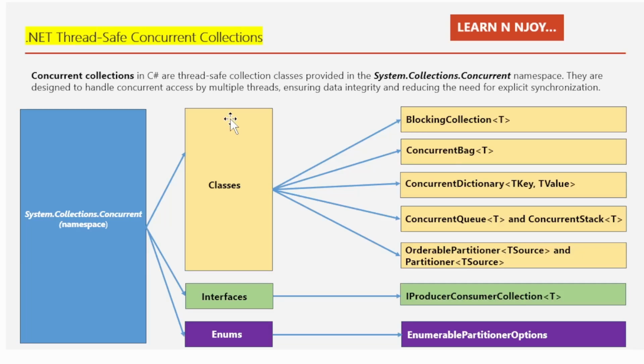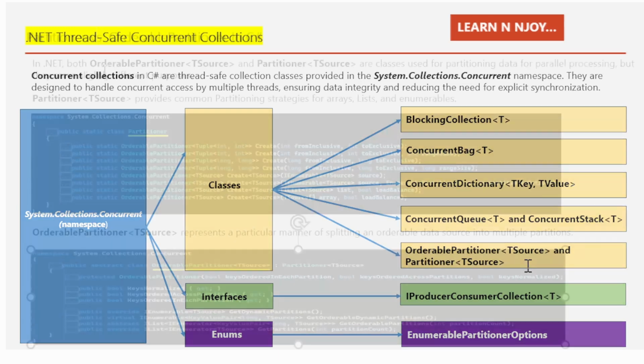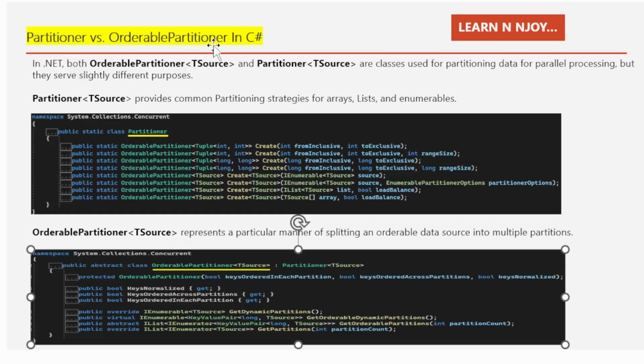.NET thread-safe concurrent collections. In our study of concurrent collections, we covered several key concepts and interfaces. We delved into the IProducerConsumerCollection<T> interface and its implemented classes like ConcurrentQueue, ConcurrentStack, and ConcurrentBag. Additionally, we explored ConcurrentDictionary<TKey, TValue>. Today, our focus shifts to OrderablePartitioner<TSource> and Partitioner<TSource>. Partitioner versus OrderablePartitioner in C Sharp.